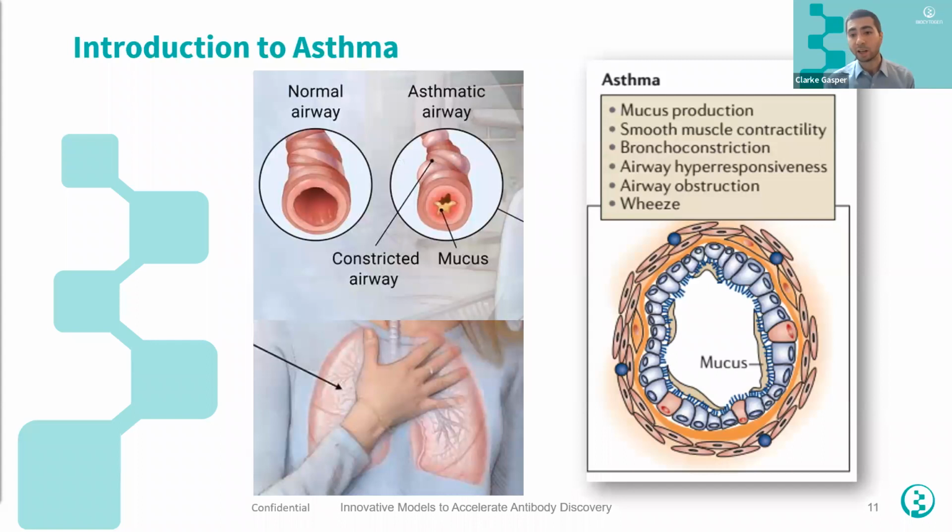Asthma is a common lung disease affecting more than 3 million people in the US alone. It's likely due to a combination of environmental and genetic factors and is triggered by various substances. Symptoms include difficulty breathing, chest pain, cough, and wheezing due to constriction of the smooth muscle in the airway, as well as the buildup of mucus.